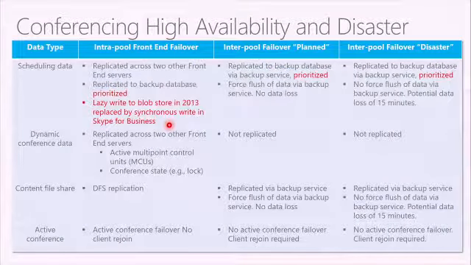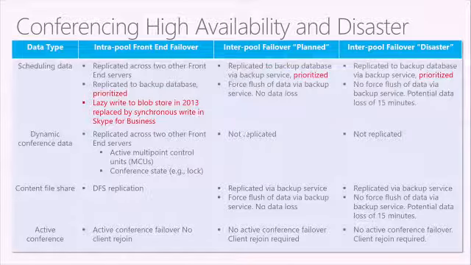When we look at that same scheduling data, that stuff is prioritized in the replication via the backup service because that's critically important to us. We want to make sure that we have as consistent a view as possible of the conferencing data. So when the replication mechanism kicks in, we'll make sure that we prioritize the conference scheduling data itself.